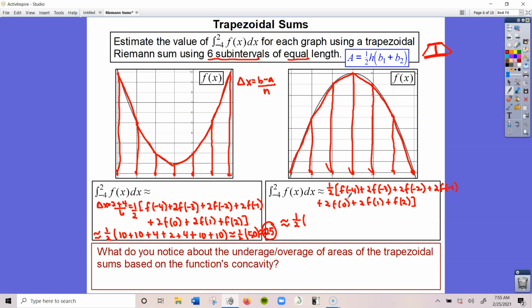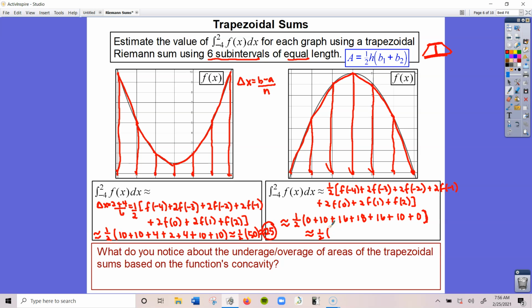So 1/2, f of -4 is 0, plus 2 f of -3, which is 5, so 2 times 5 is 10, plus 2 f of -2, which is 8, so 16, plus 2 f of -1, which is 9, so 9 times 2 is 18, plus 2 f of 0, which is 8, so 2 times 8 is 16, plus 2 f of 1, which is 5, so 2 times 5 is 10, plus f of 2, which is 0. And now we add and find that final answer.